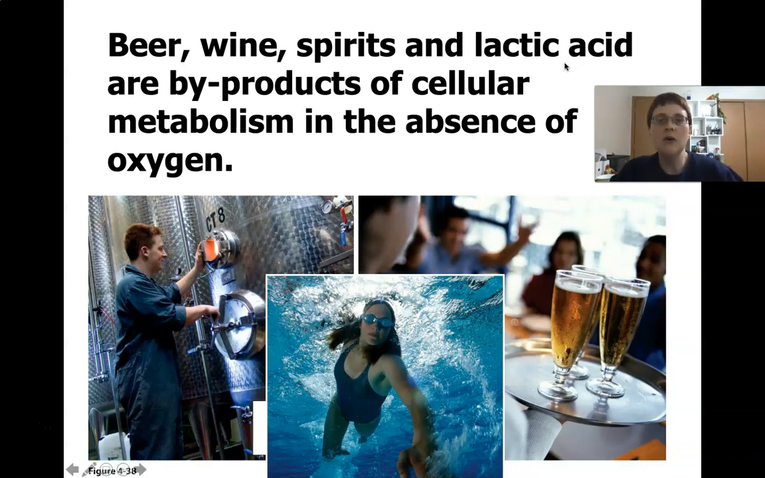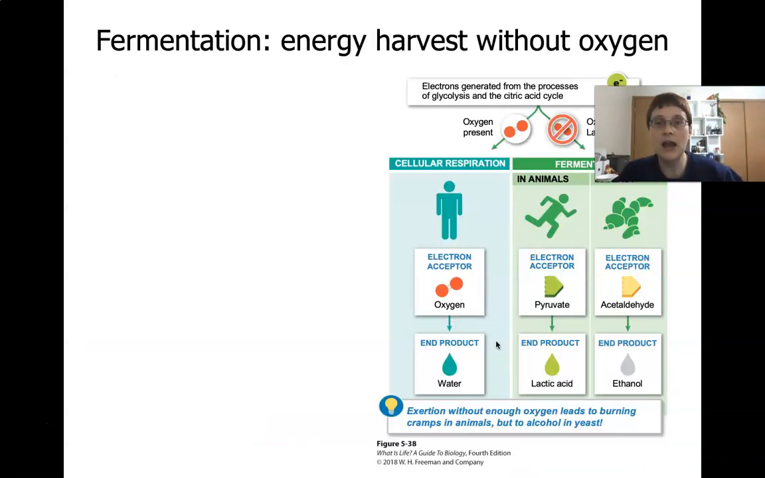There's also lactic acid, which works as a byproduct, which is created in some organisms in the same sort of circumstances. And so that's actually why we've got the picture of a swimmer here, because humans create lactic acid when we run out of enough oxygen for our cells to do cellular respiration. So let's take a look at how this works.